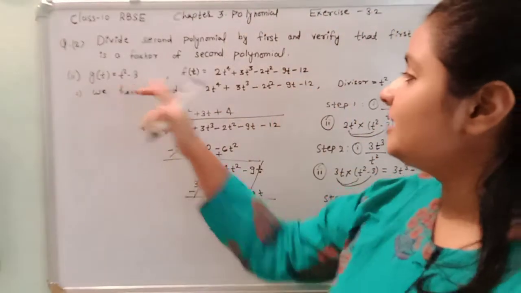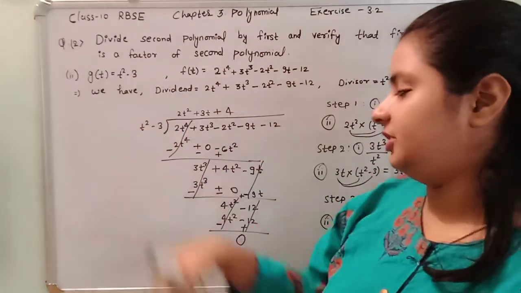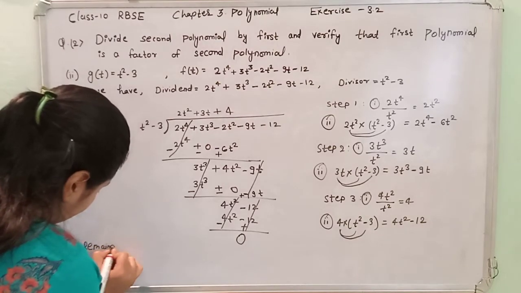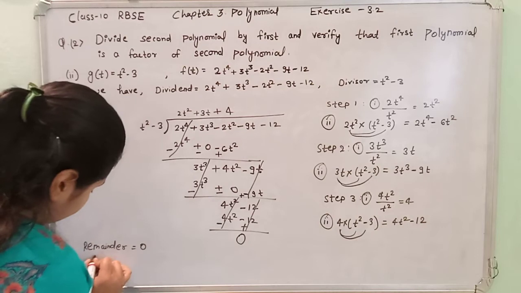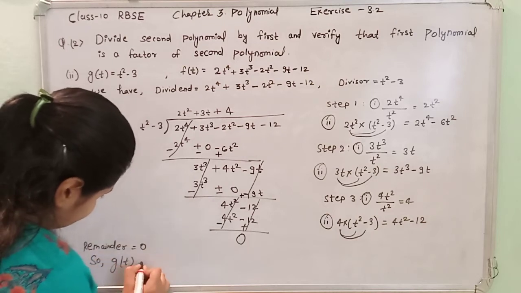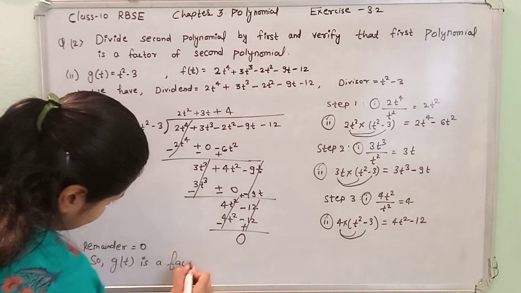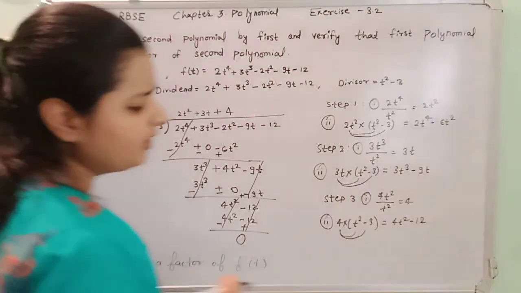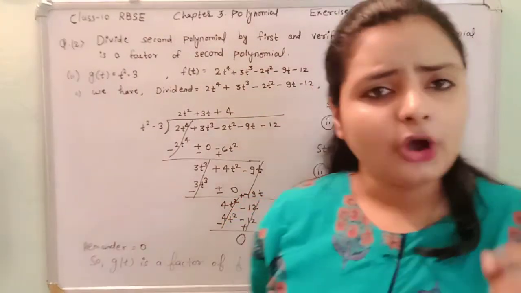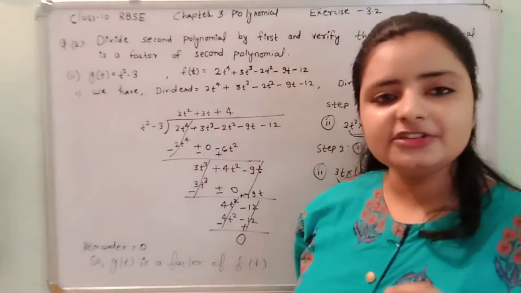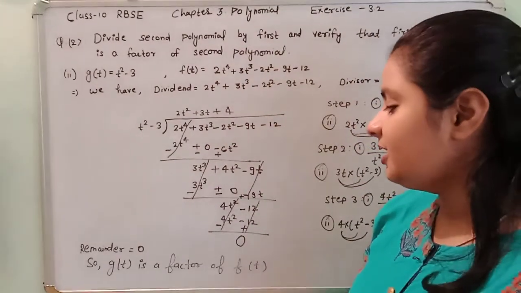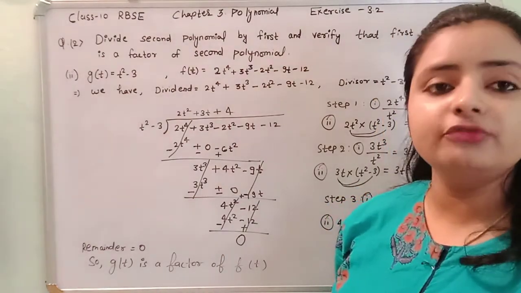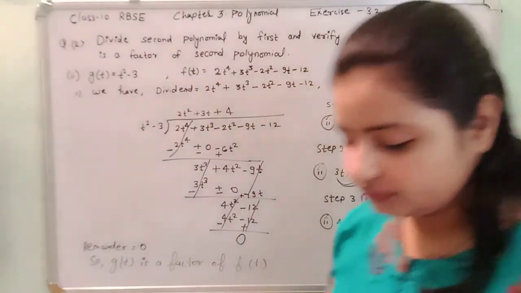That means g(t) is a factor of f(t). Fine. So we will write here remainder is equal to 0. So g(t) is a factor of f(t). Okay. Now if in any condition you will not get remainder as 0, that means g(t) is not a factor of f(t), or g(x) is not a factor of f(x), if you will not get remainder as 0. So I think you understood.